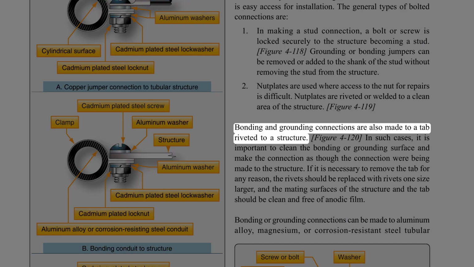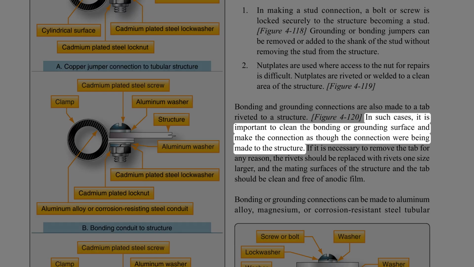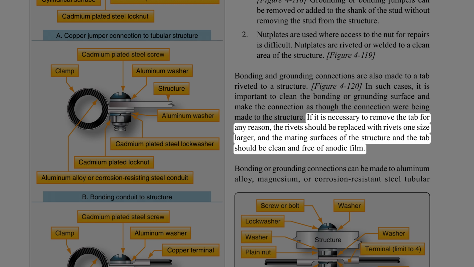Bonding and grounding connections are also made to a tab riveted to a structure. In such cases, it is important to clean the bonding or grounding surface and make the connection as though the connection were being made to the structure. If it is necessary to remove the tab for any reason, the rivets should be replaced with rivets one size larger, and the mating surfaces of the structure and the tab should be clean and free of anodic film.